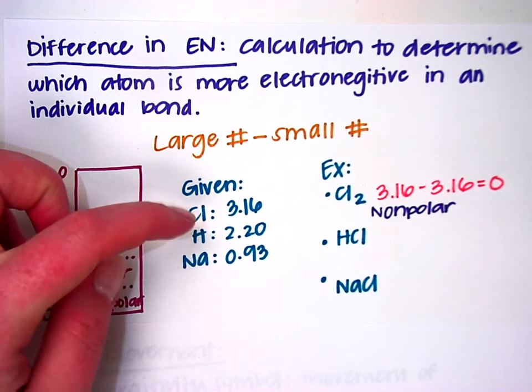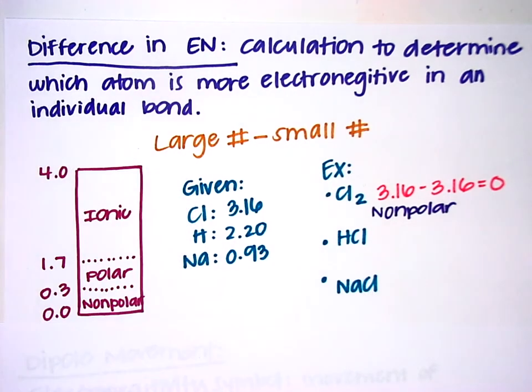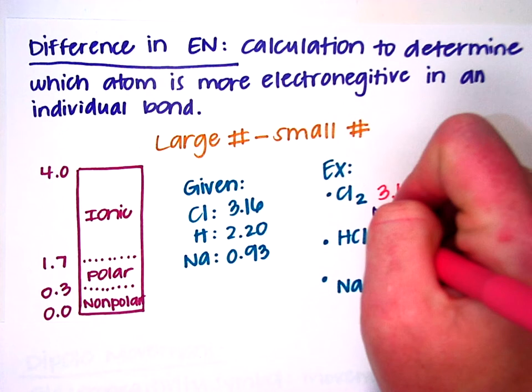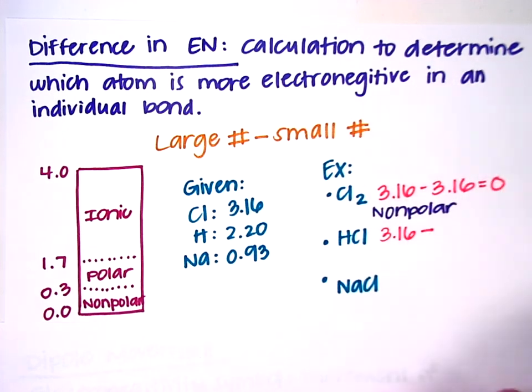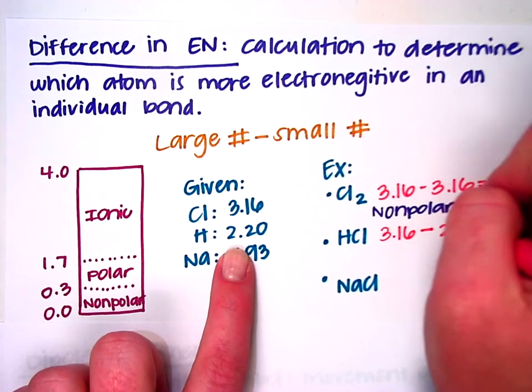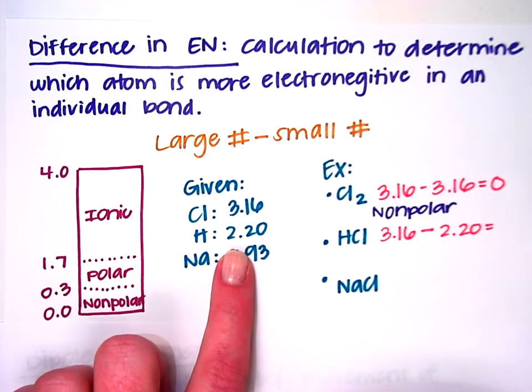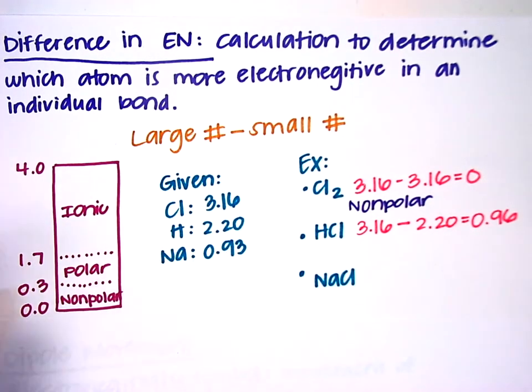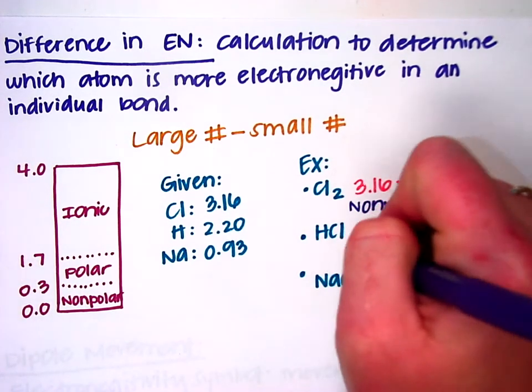The next example, and if you want to race me, feel free. Next example, I have chlorine and hydrogen. I'm always going to use the biggest number first. So 3.16 minus hydrogen, 2.20. That gives me an electronegativity value of 0.96. And if I look on my chart, 0.96 falls in here. So that is going to be a polar covalent bond.